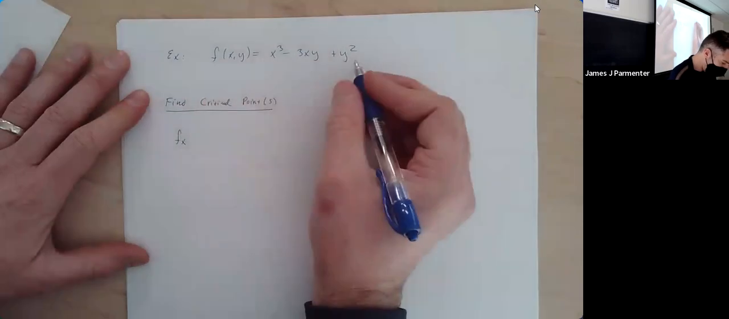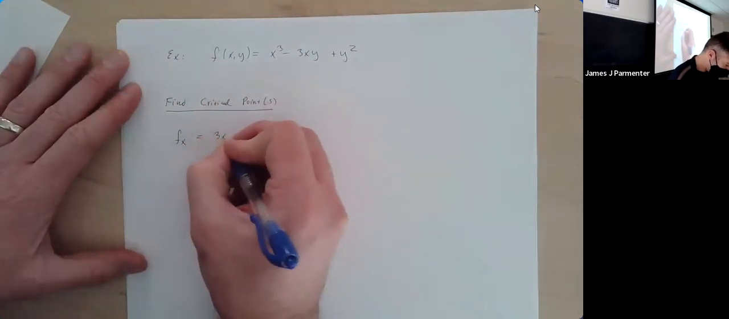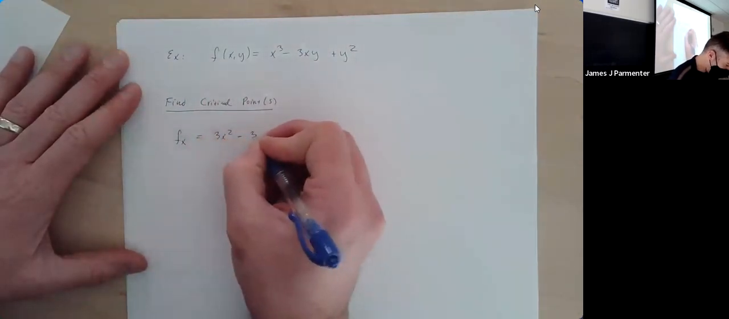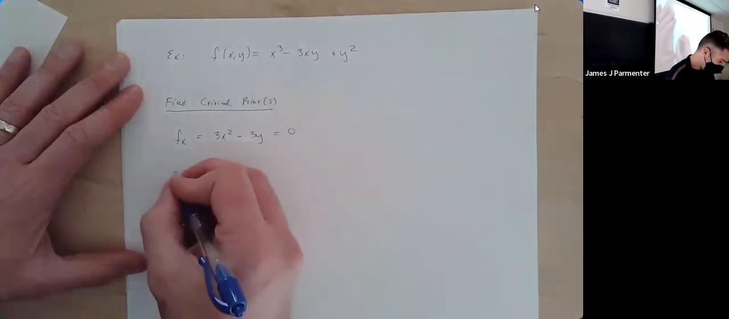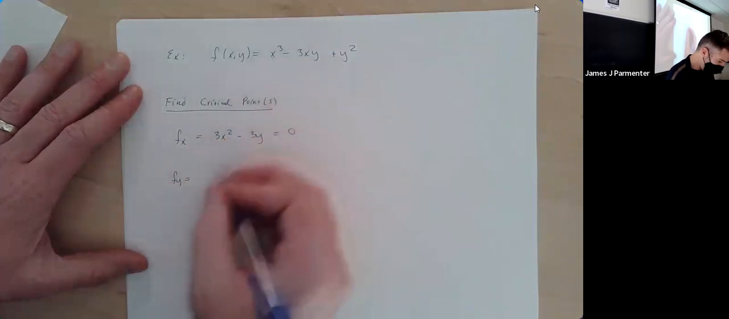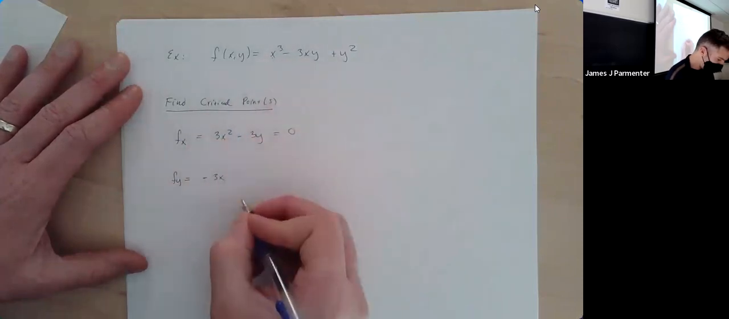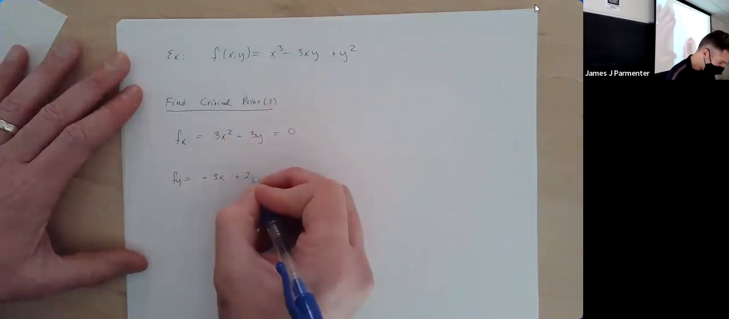So take the partial with respect to x, we get 3x squared minus 3y. Set that equal to 0. Take the partial with respect to y. Get 0 minus 3x plus 2y equal to 0.